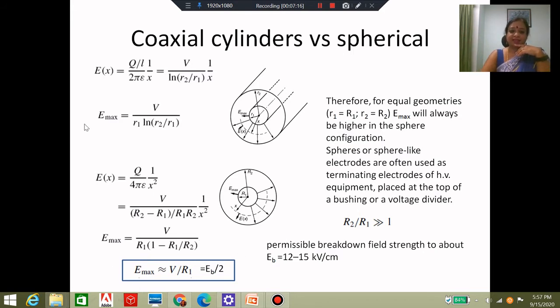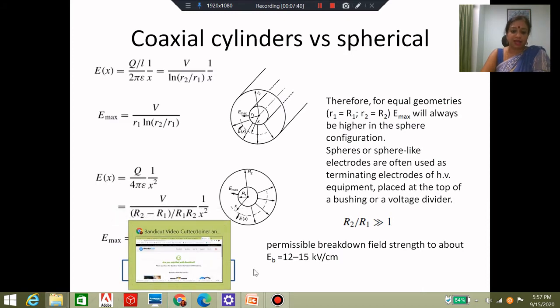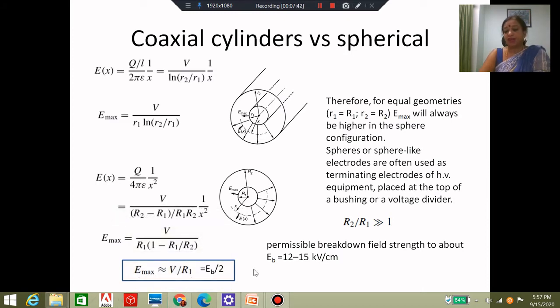In that case, if you compare the maximum fields in the two situations, the maximum fields will be higher for the spherical configuration. So when you are designing the insulation, if you have two configurations of similar geometries, you have to be more careful about the spherical arrangement. You have to make sure that the spherical arrangement is so designed that breakdown does not happen on the surface of the conductor.